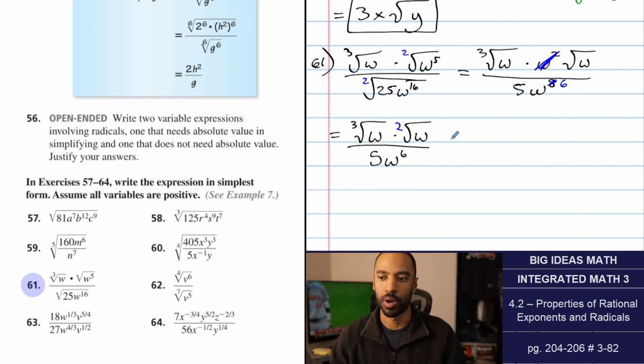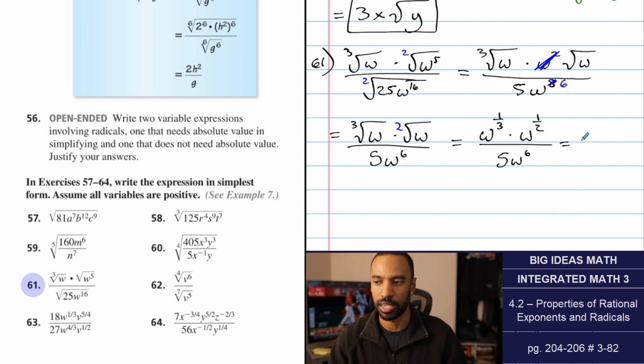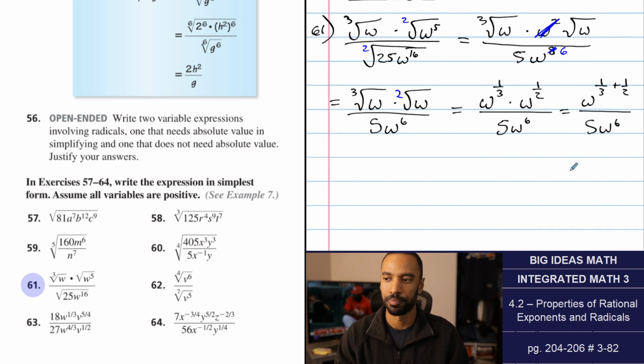This is where I'd probably want to work in terms of the rational exponents form. This is w to the 1/3, and this is w to the 1/2, and they are multiplying. Not the 1/3 and 1/2, but the w's are multiplying. So if they're multiplying, you can add the exponents. That's w to the 1/3 plus 1/2 over 5w to the 6th power.